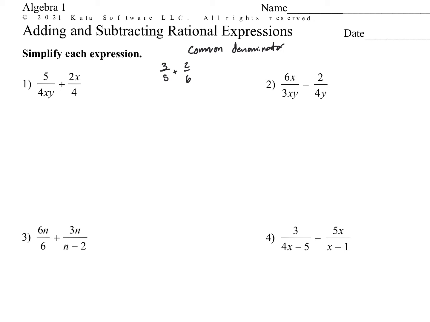So in order to do this, you would multiply this one by 6 over 6, and this fraction by 5 over 5. And then when you simplified, you had 18 over 30 plus 10 over 30. And you could add these together and get 28 over 30. Then at the end, sometimes you were able to simplify further. So I could simplify this one by a 2, and my answer would be 14 over 15.